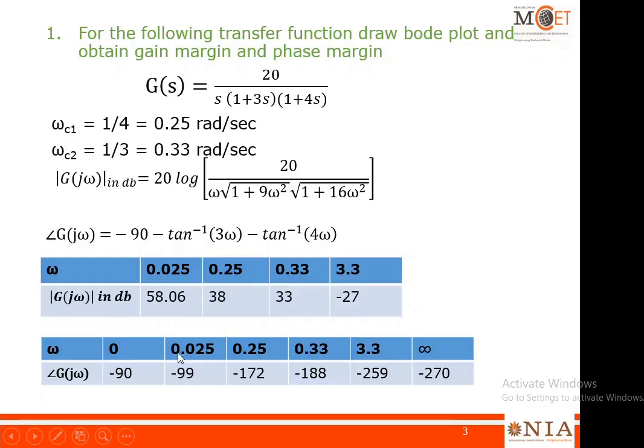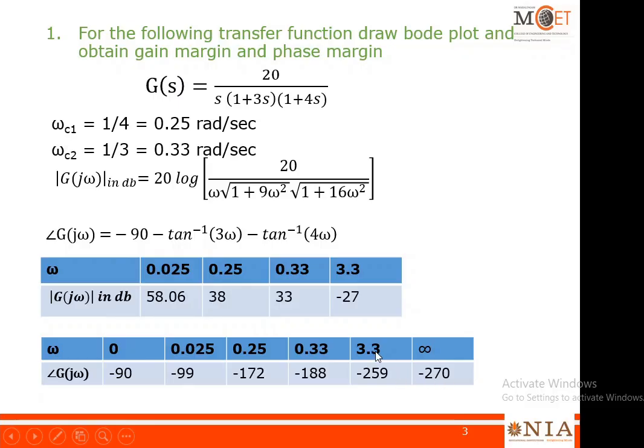And for phase, the phase curve has to be a little bit smoother than the magnitude curve. So you can choose some more points also, like points between 0.25 and 0.33, points between 0.025 and 0.25. Some extra points you can choose because the curve will look smoother, whereas for the magnitude plot it's not necessary. So I have chosen even 0 radians per second and infinity also. Tan inverse of omega, if you give infinity here, it will be minus 90, minus 90, minus 90, so minus 270 degrees.